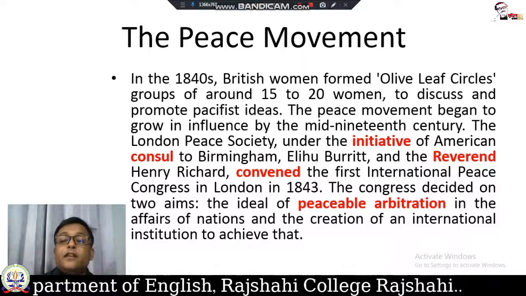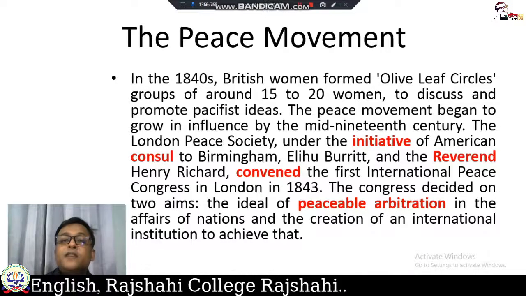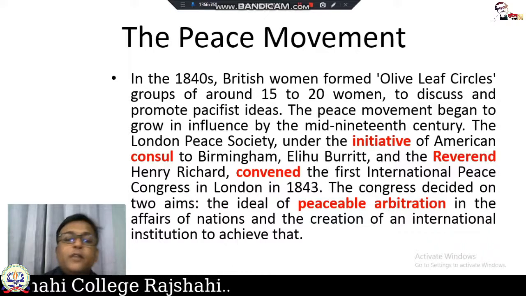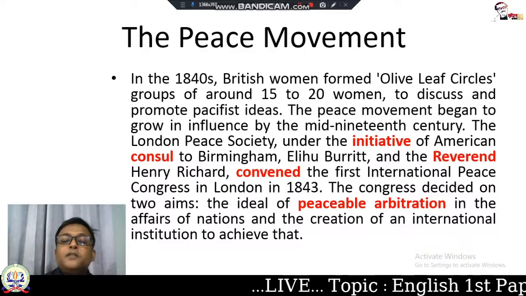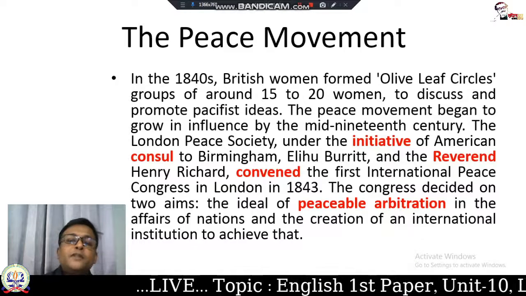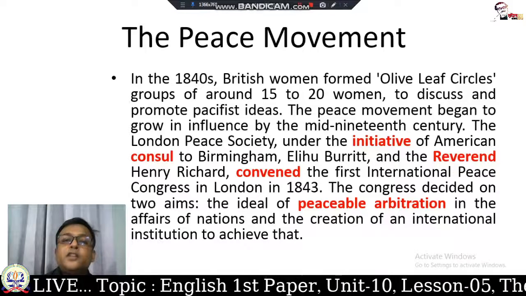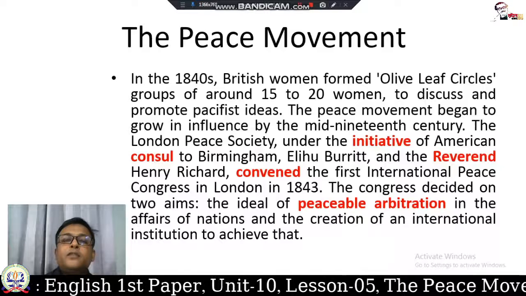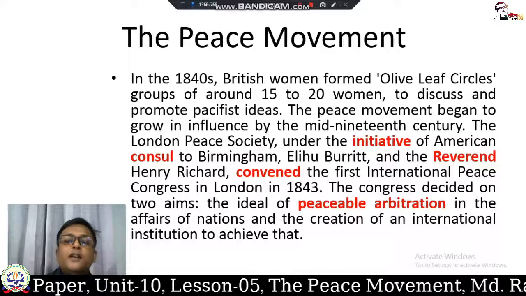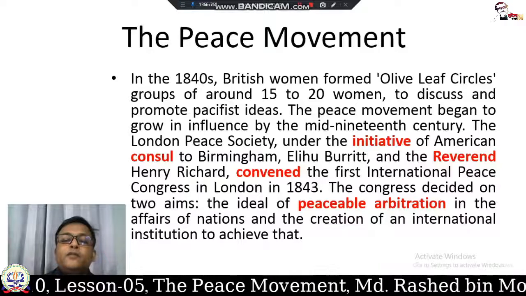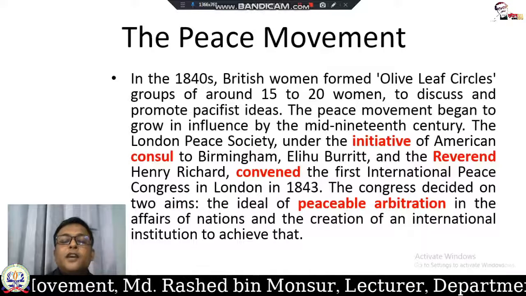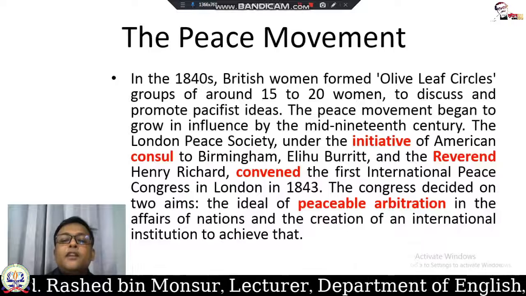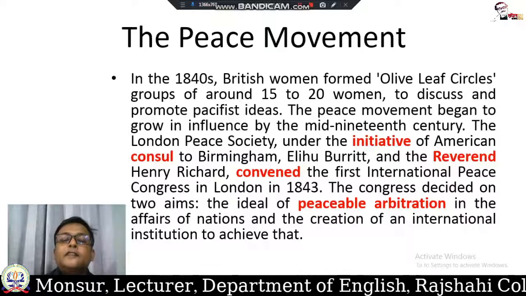So the Congress decided on two aims. This summit, this meeting, this new kind of united effort, okay, this Congress decided on two aims: the ideal of peaceable arbitration. So peaceable, you can also say peaceful arbitration. Arbitration is actually negotiation, you understand, to make a compromise between two groups, to negotiate, samjhota kora. All right. So to make peaceful arbitration. That means many problems can be solved without conflict if we can arrange a peaceable arbitration in the affairs of nations, and the creation of an international institute to achieve that.